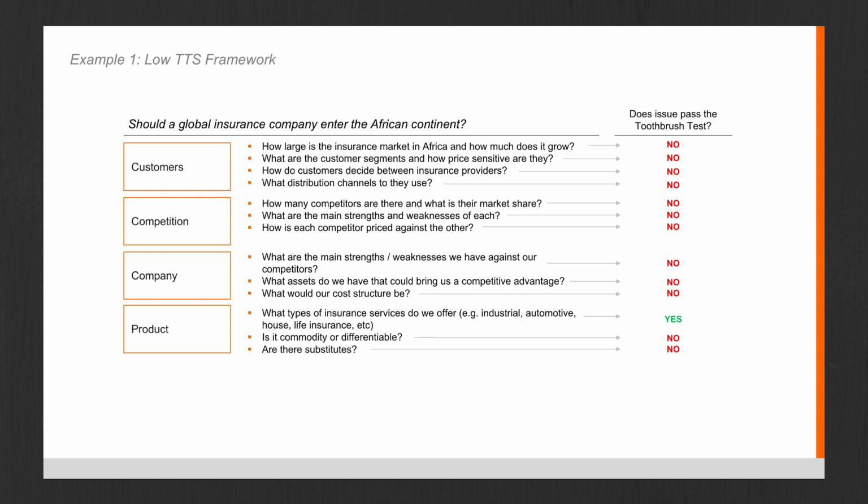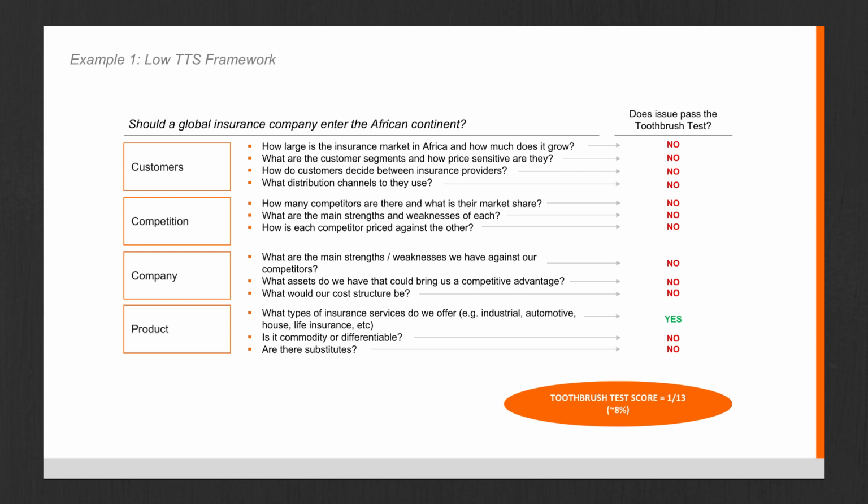Now, the rest of this structure is really, really boring. If you want, pause the video and read it. You're going to see it's a copy-paste. It's boring. It's saying nothing about insurance, nothing about Africa, nothing about global companies. It's just a copy-paste from the case interview book. And that's why this framework gets a toothbrush test score, a TTS, of 8%. Only 1 out of 13 issues passes the test.